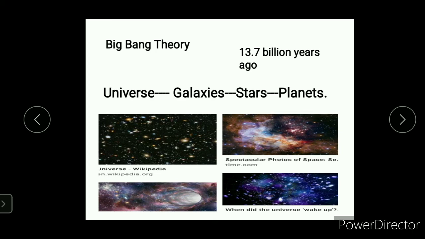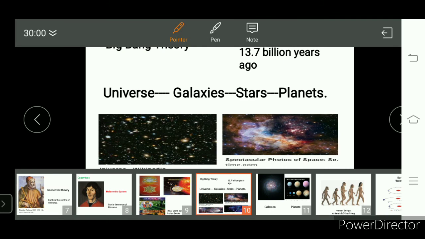Dear students, what I said is that from the universe the galaxies originated, from the galaxies stars, and from those, planets. For these activities, it has taken some billions of years. That means the changes are taking place very slowly in the universe, and it will continue, and this universe will come to an end after several billion years. This is the Big Bang theory.